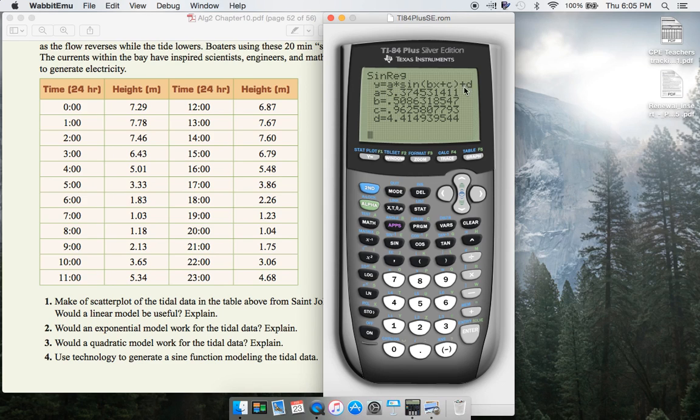Notice here's the setup: the A value, your B value, kind of telling you your period. C is your phase shift, and D is your vertical shift. You're going to want to make a note of all of these data points so that you are able to use this function to help you answer some of the following questions. All right, so let's write all this down.